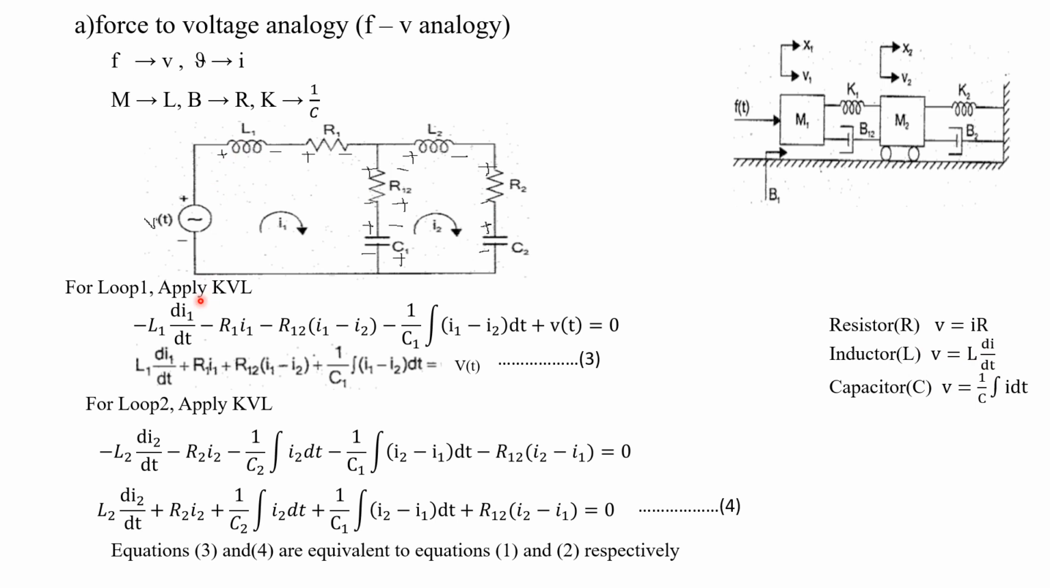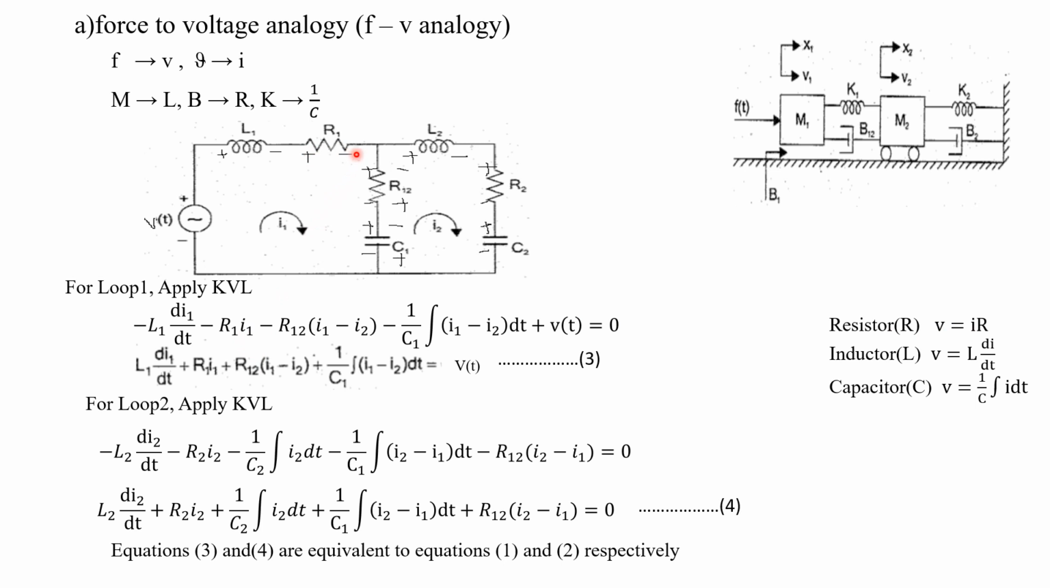Okay, so here L1 into, because the inductor is L1 and the current flowing through the inductor will be I1. So L1 into di1 divided by dt. Okay, the next element: plus to minus, that is minus. What about the voltage drop across the resistor? V is equal to I into R. So here you have to write I1 into R1.